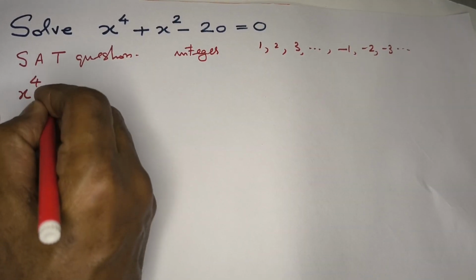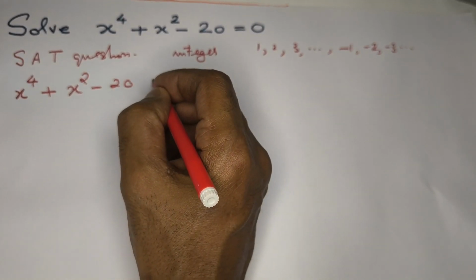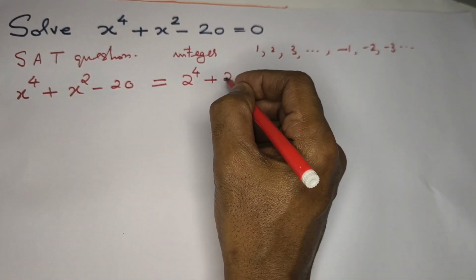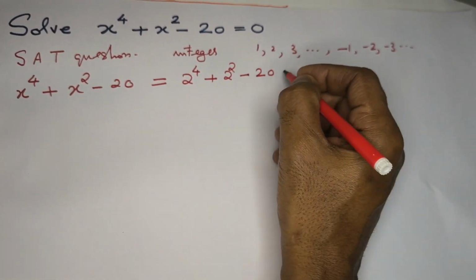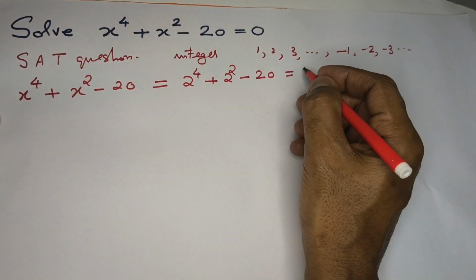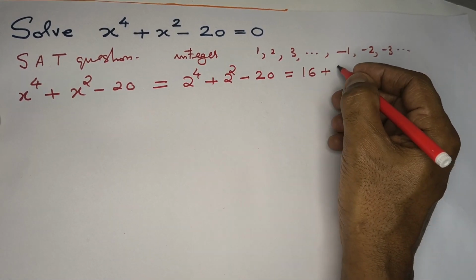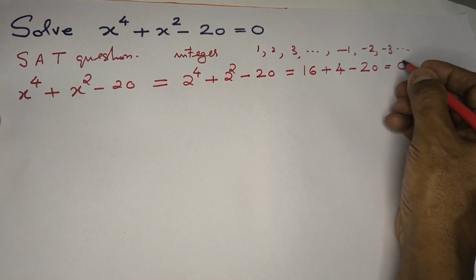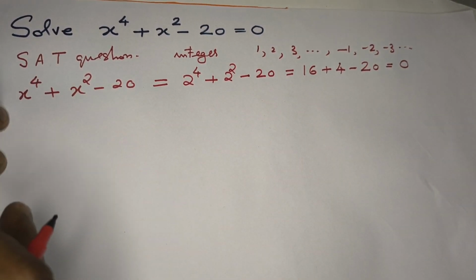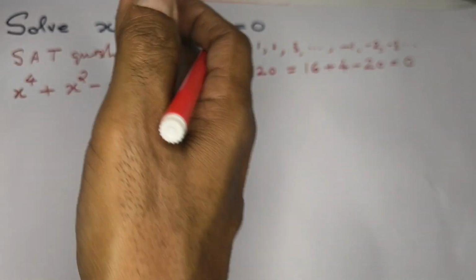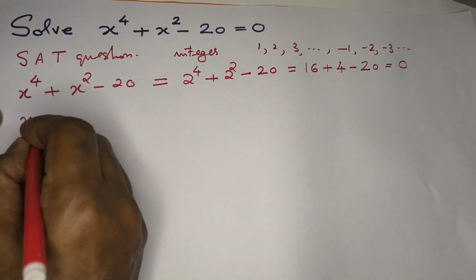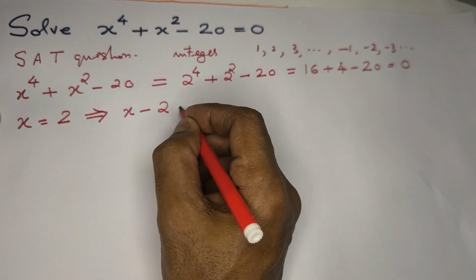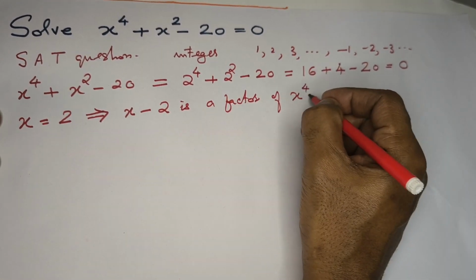This is the left side of the equation. I'm substituting x equal to 2 here. So you have 2 power 4 plus 2 power 2 minus 20. On further simplification, 2 power 4 is 16, 2 power 2 is 4, minus 20. This, as you can see, is 0. What does that indicate? x equal to 2 is one of the roots of the given equation. This implies x minus 2 is a factor of this polynomial.